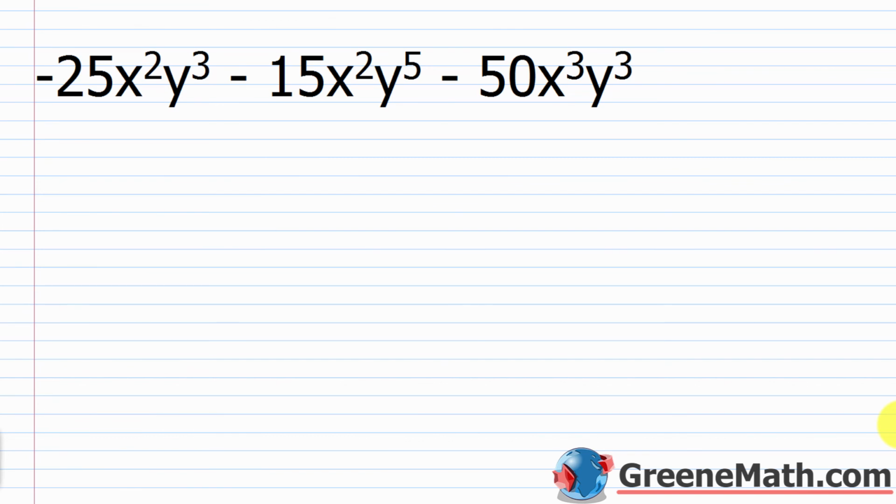So if I look at something like this, we have negative 25x squared y cubed, negative 15x squared y to the fifth, and negative 50x cubed y cubed. I could pull that negative out to start, okay, if I want to. When I do that, I'm going to have the negative GCF, not the GCF itself, right? When we think about the greatest common factor, we know that the positive version is larger than the negative version. So that's why we say the negative of the GCF when we do something like this.